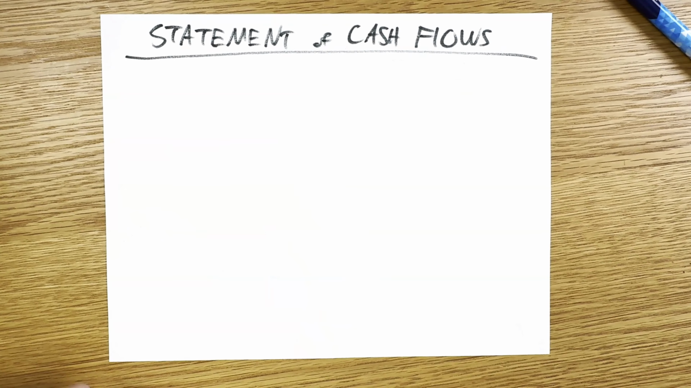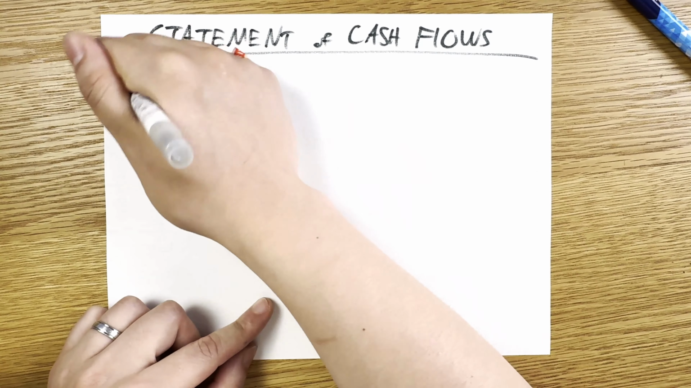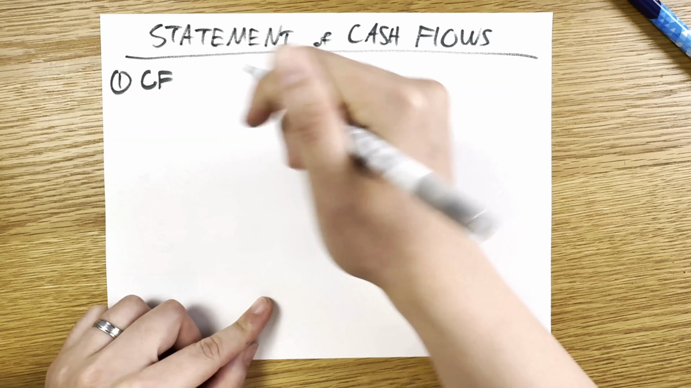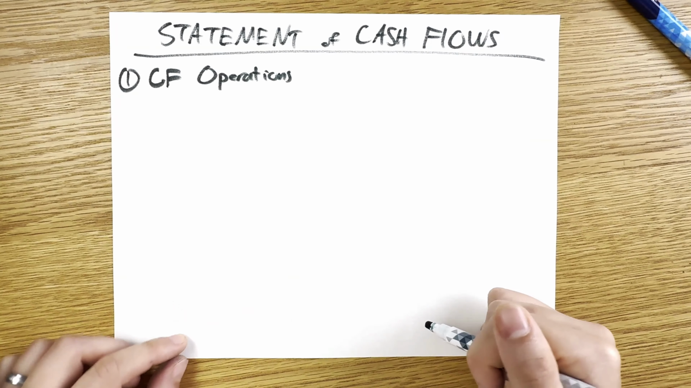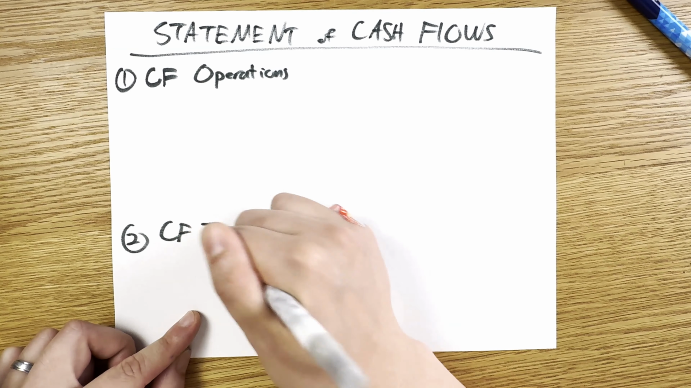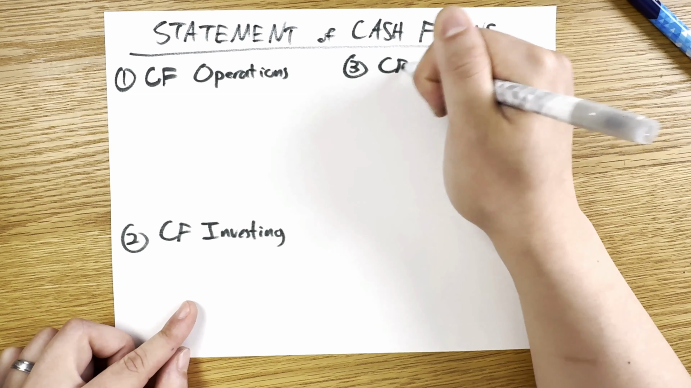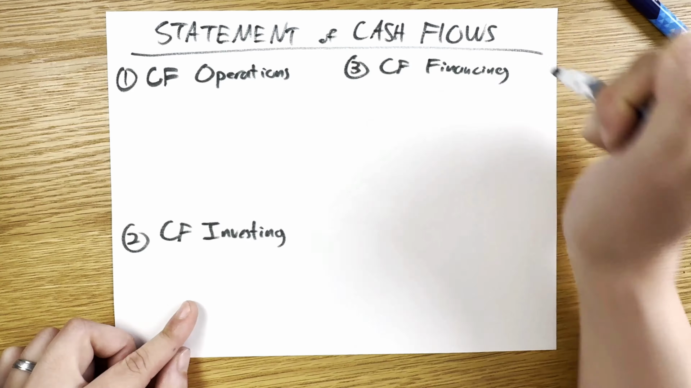Now there's 3 sections in the statement of cash flows. The first is your cash flows from operations. I'm going to abbreviate with CF. The next is your cash flows from investing. Third is your cash flows from financing.